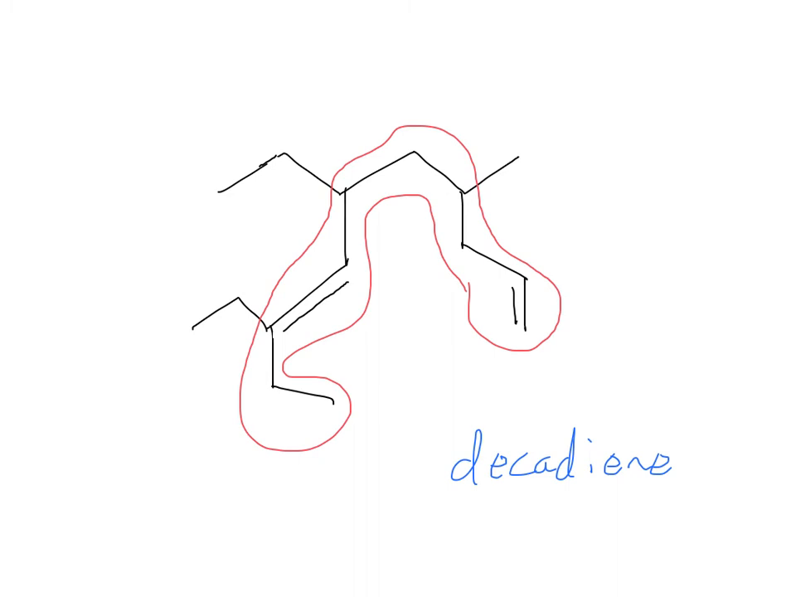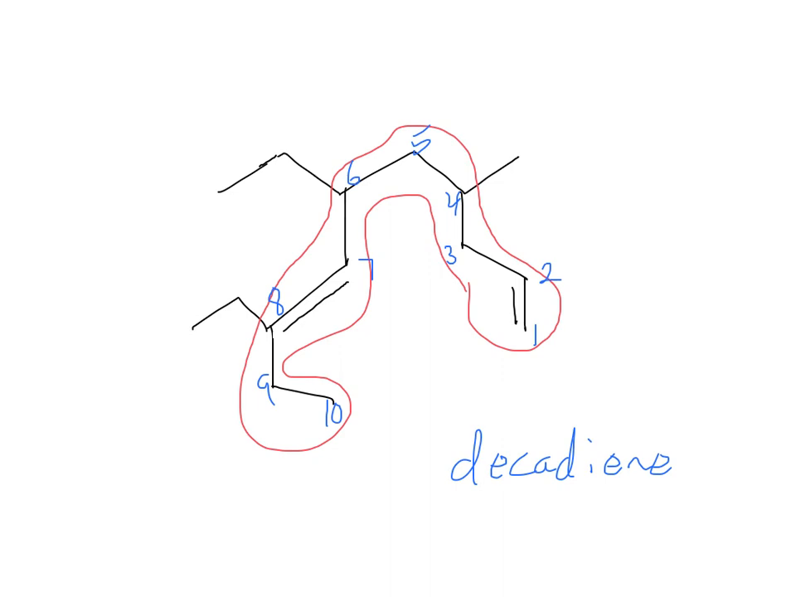Alright, so now we have to figure out the numbering. We want the lowest number possible for our alkenes. So should we number this way or this way? From the right, this way. That way this one alkene could be 1. You always want the lowest number you can start at. It's not a totality thing. The other way would be 1, 2, 3.